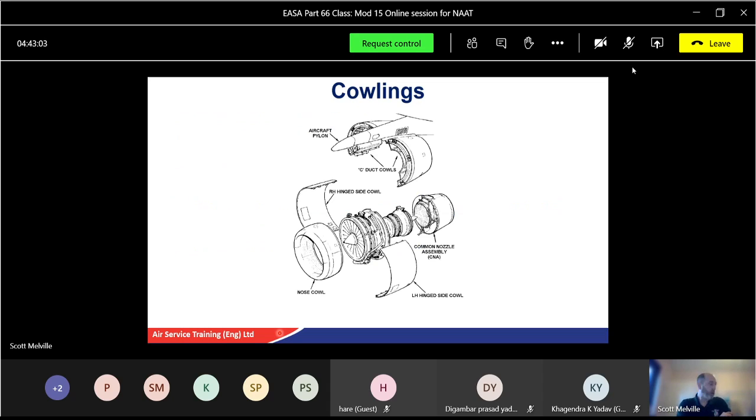Okay, moving on to cowlings. Let's have a look. Cowlings.